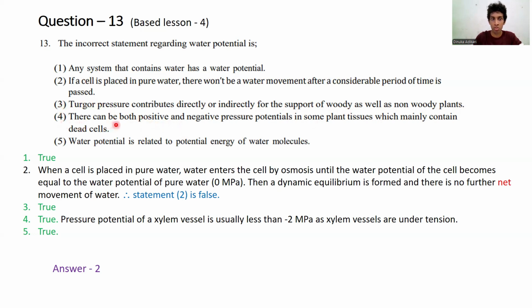4. There can be both positive and negative pressure potentials in some plant tissues which mainly contain dead cells. Yes, as you all know, pressure potential of a xylem vessel is usually less than -2 megapascal as xylem vessels are under tension. So pressure potential can be positive or negative in some plant tissues which mainly contain dead cells. So therefore, statement 4 is true.